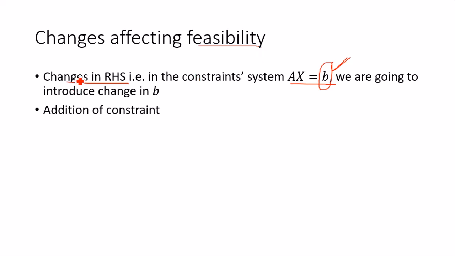The second kind of change which we'll be studying is the addition of a constraint. In this video lecture, I am only focusing on the first, that is, change in the right hand side vector. So let's explore this case.